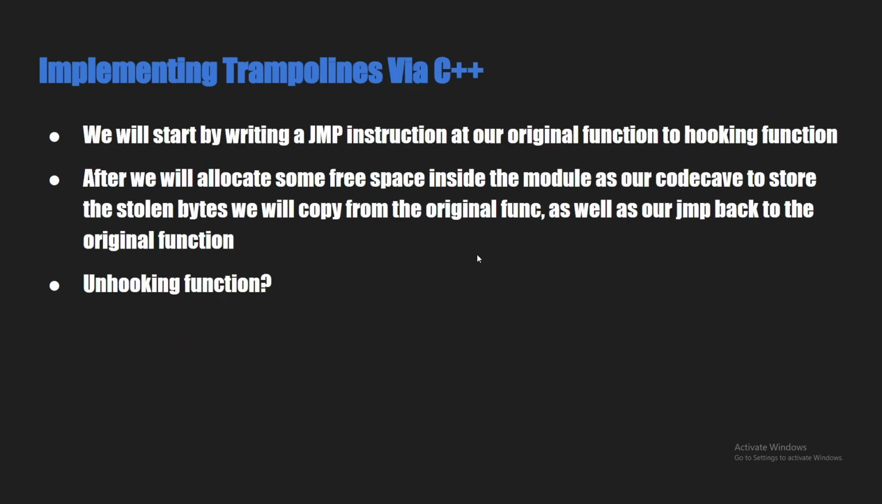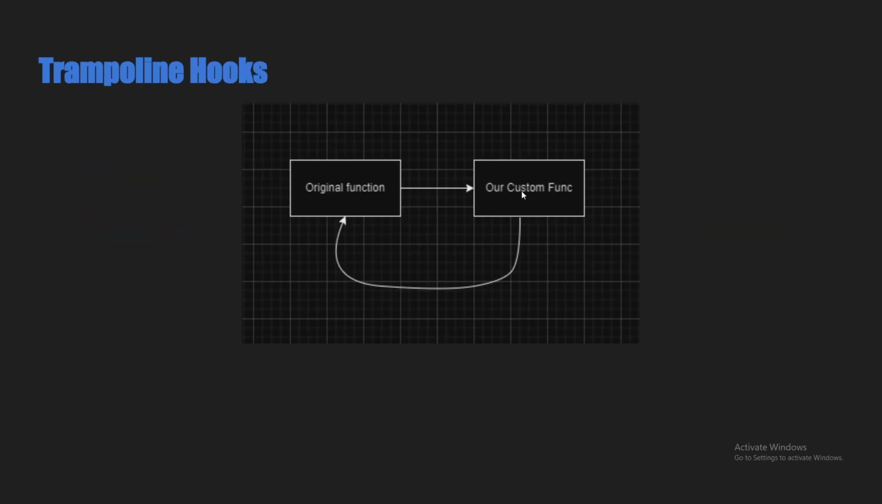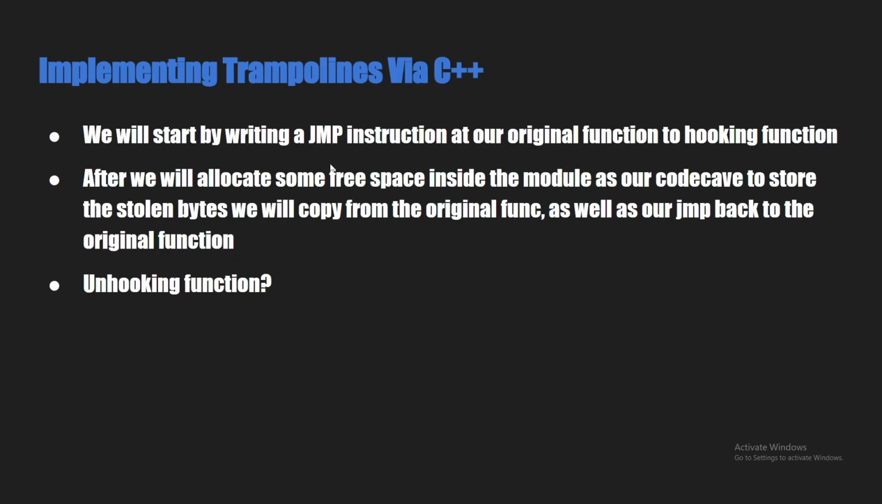So implementing trampolines via C++, as we've just talked about, this is a pretty simple rundown of it, and it's not very complex, but it can get a little bit confusing if you're not familiar with it. But we're going to go through it slowly, both in x86 and x64, so don't worry, this is just a very simple, primitive way of explaining it before we start. So we will start by writing a jump instruction from our original function to the hooking function. All this is going to do is jump from the original function to a hooking function, that's shown in that diagram here. This is just this part here, that's all it is.